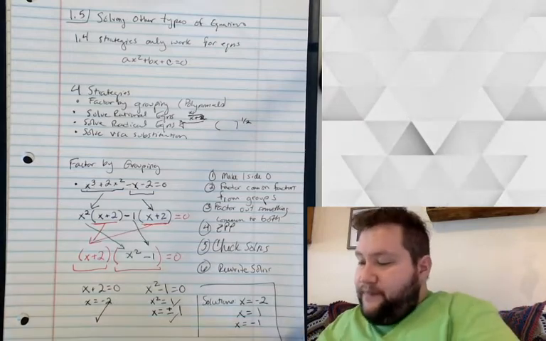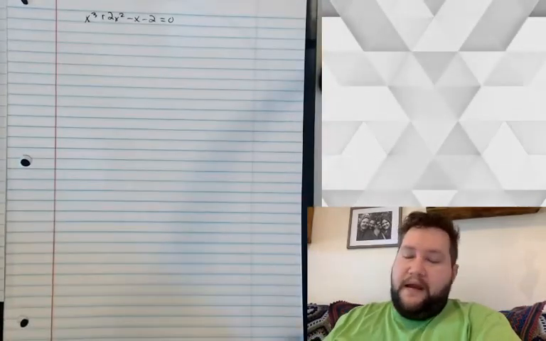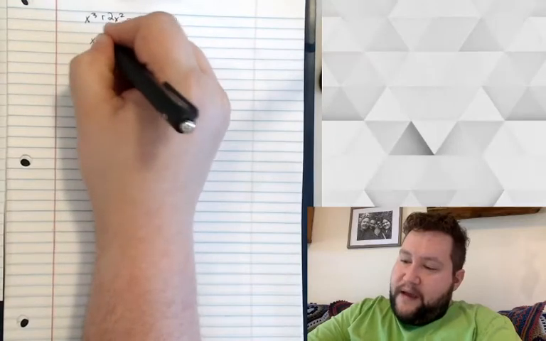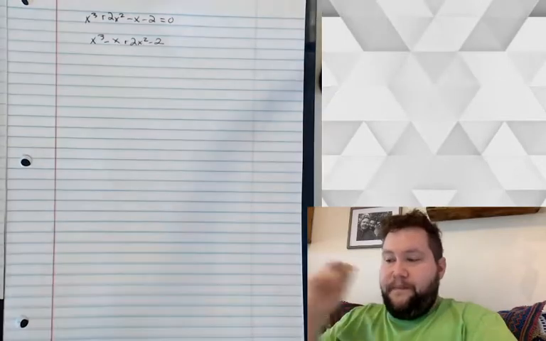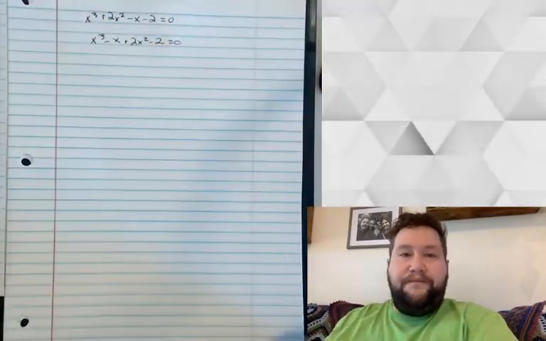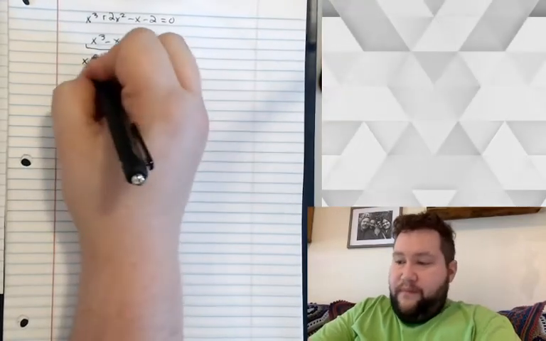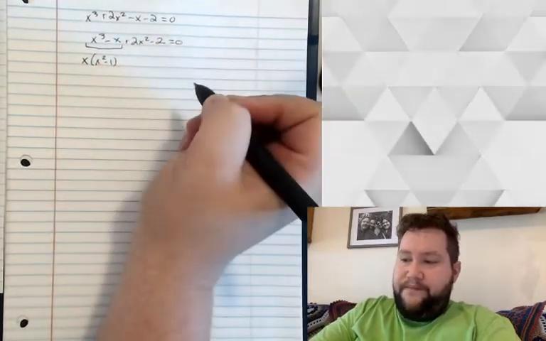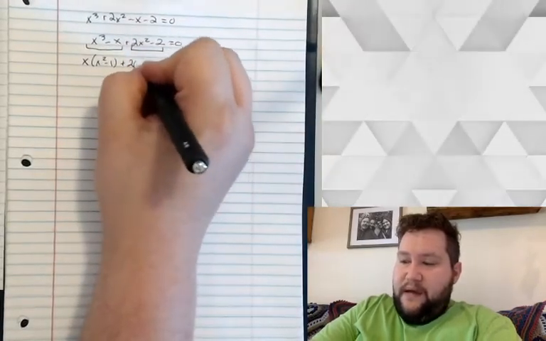Well, let's find out. So I'm going to rewrite that equation at the top of my next page. I have x cubed plus 2x squared minus x minus 2 is equal to 0. And I say, well, what if I had instead done it this way? X cubed minus x plus 2x squared minus 2, still equal to 0. Well, if I group these two, I can now take an x out: x squared minus 1. And if I group these two, I can take a 2 out: plus 2, x squared minus 1.